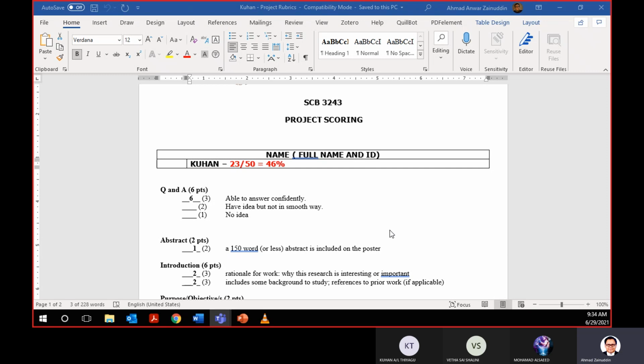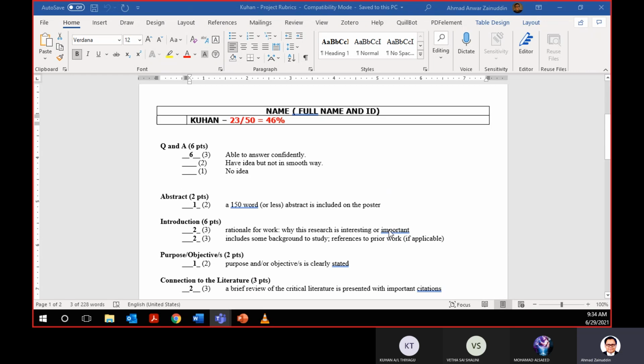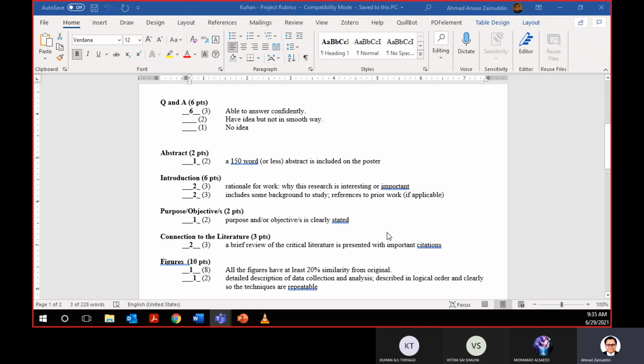All right. So can you see these rubrics? Based on your Q&A, so far you are able to answer the questions confidently. However, for the abstract, I can give you one, because it seems that your abstract is too simple. Next, it's not very interesting, I think. For the introduction, I give you two for the rationale, why this research is interesting or important, and two for including some background to the study, reference to prior works.